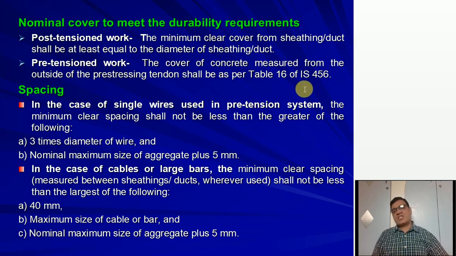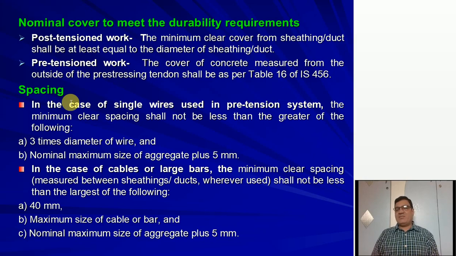In this table 16 of IS 456, you will find that different environmental conditions are given. Which are these? For mild environmental condition, the cover is 20 mm. For moderate environmental condition, the cover is 30 mm. For severe, it is 45. For very severe, 50. And for extreme, it is 75. So, this table is to be used for pre-tension work.